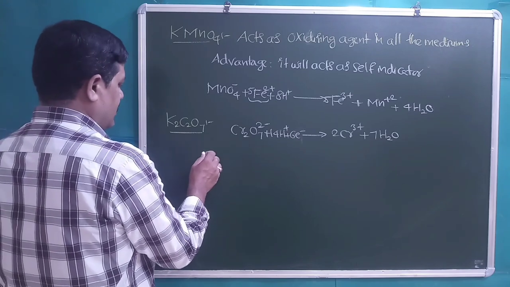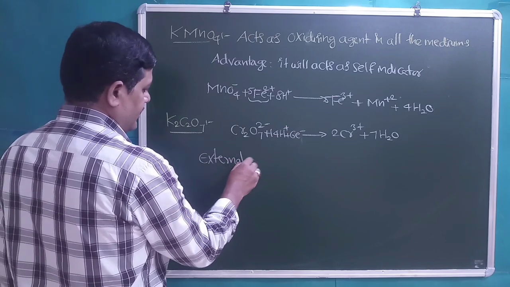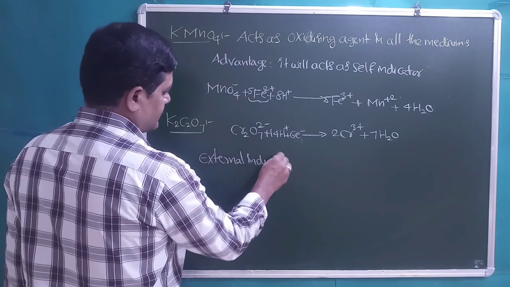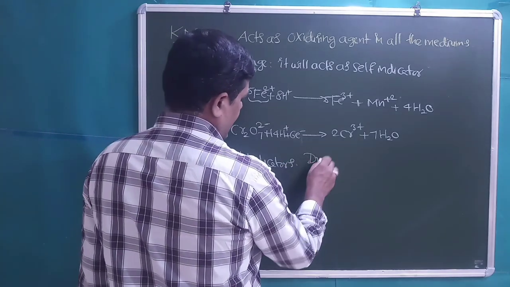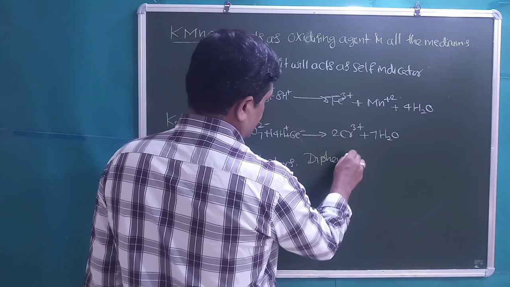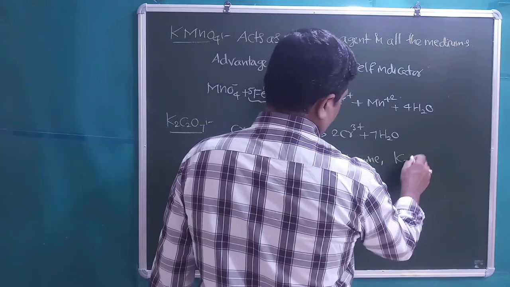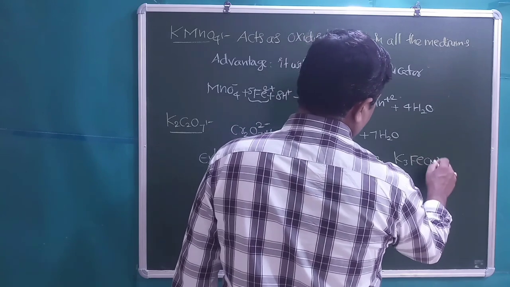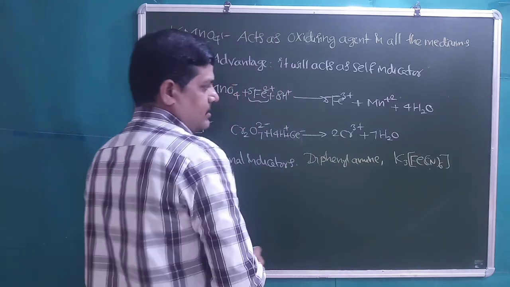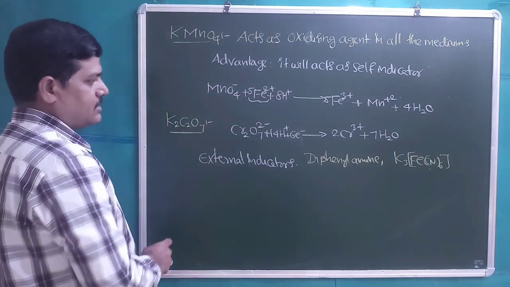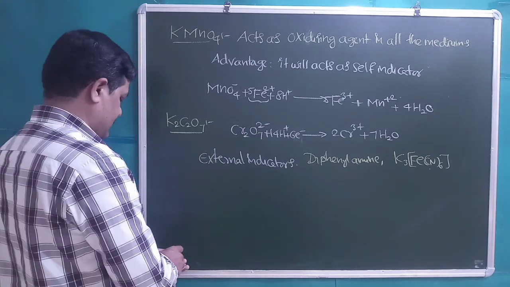But here we can use external indicators. Those are diphenylamine and K3Fe(CN)6, potassium ferricyanide. Diphenylamines are used as indicators in this reaction.